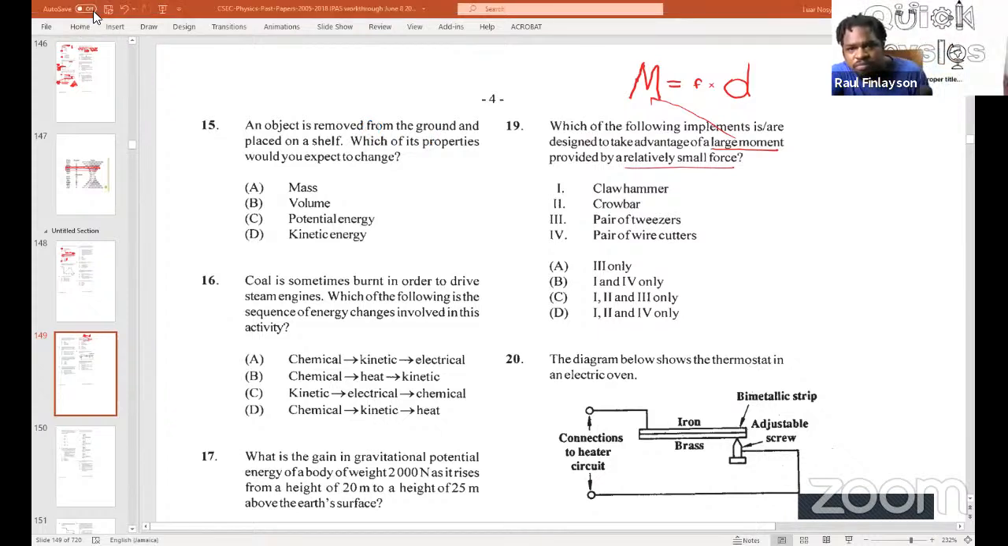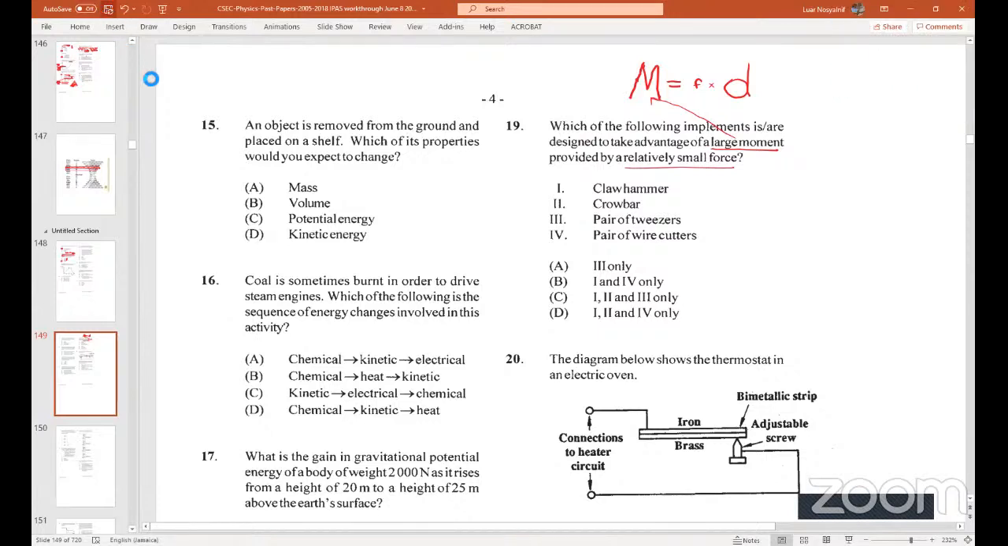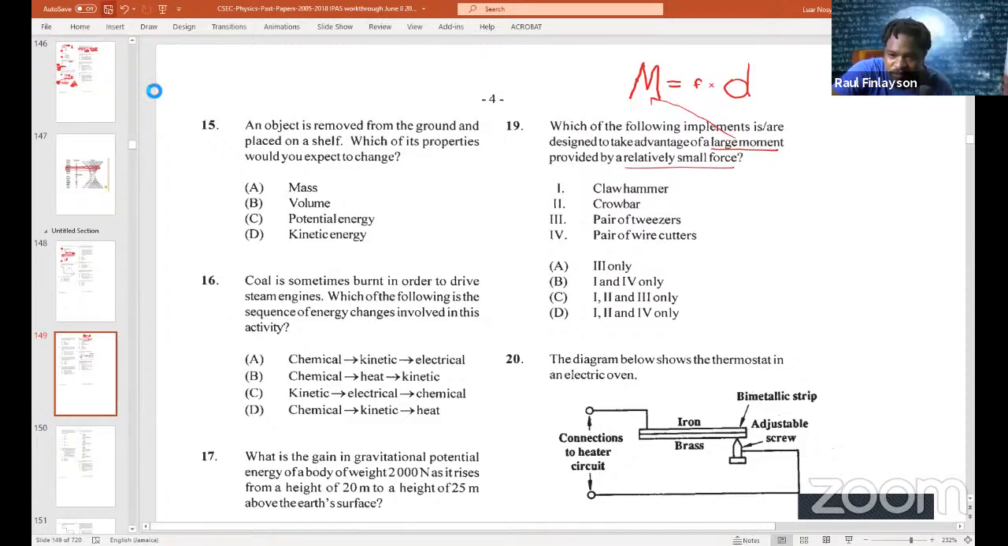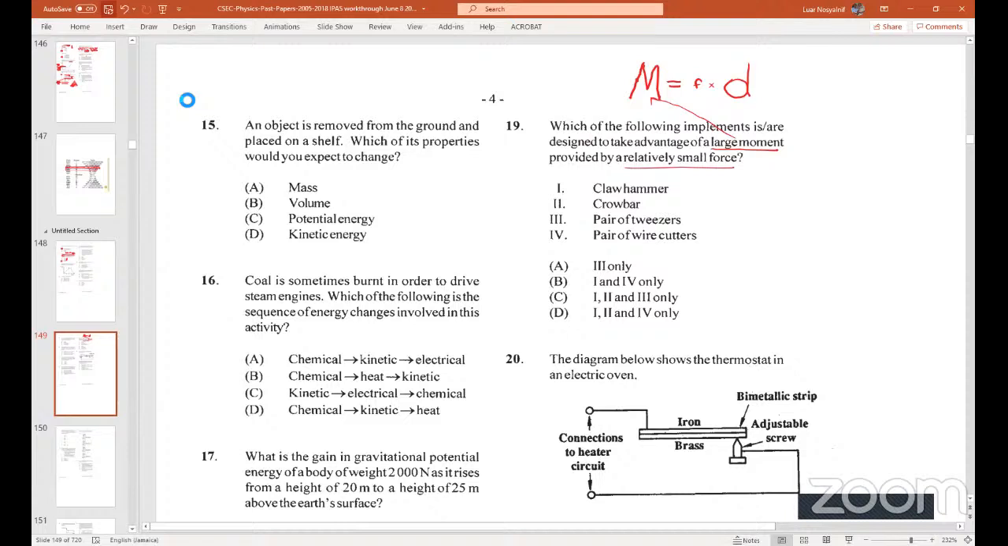All right, let me just turn on this. Save this because this thing. Sir, I have a feeling that it's D. You have a feeling that it's D. D, sir, D. Wire cutters.